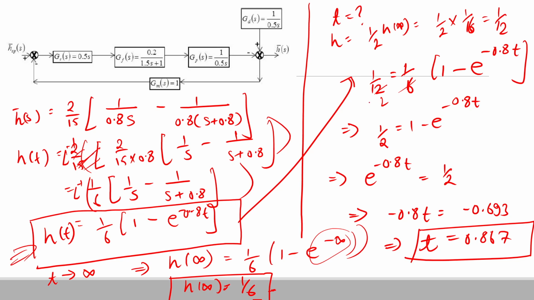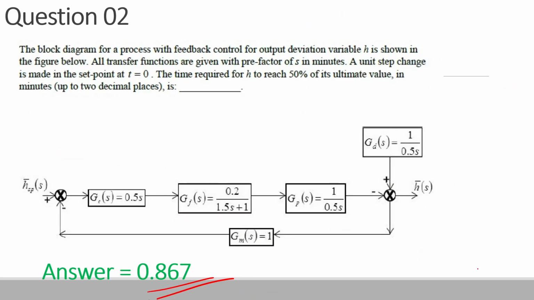That is, y(t) will be half of 1/6, that is 1/12. And then we have this value 1/6, that is Kp, 1/6 coming over from here, and then we have this time transient. So over here we can just solve this and find the value of t, and we will be getting it around 0.867. Since this prefactor was in minutes, this also we can say in minutes. So that is our final answer, 0.867 minutes.